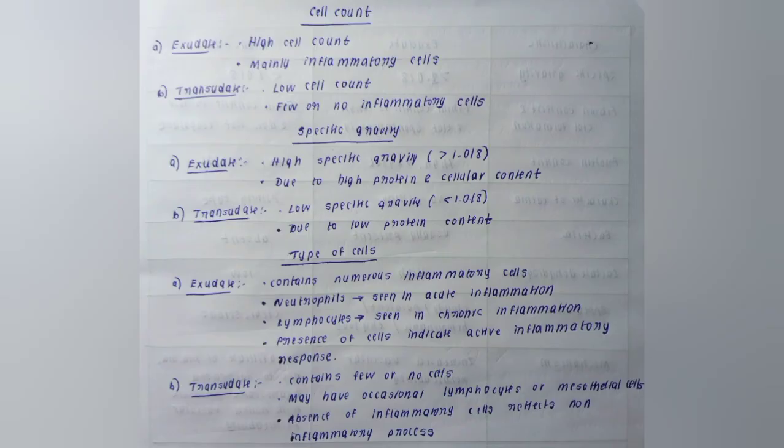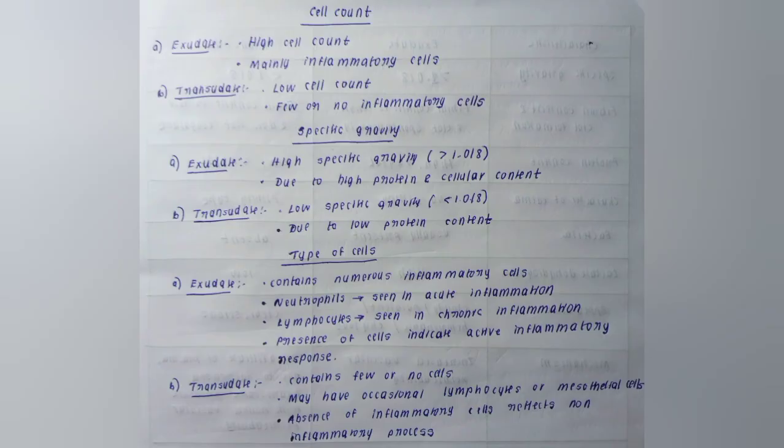Coming to the specific gravity. Now again, what is specific gravity? It is basically the ratio of the density of a fluid to the density of water. Now we all know from our basic mathematics that density is mass by volume. So whichever fluid's mass is high, its density will be high. If protein is present, then obviously mass is more, so there is more specific gravity, and if protein is not present, mass is less, so there is less specific gravity.